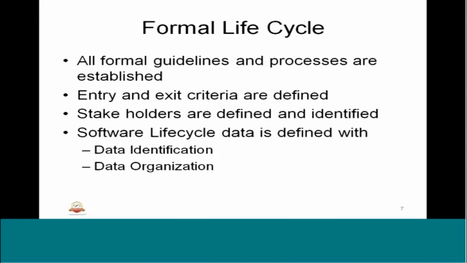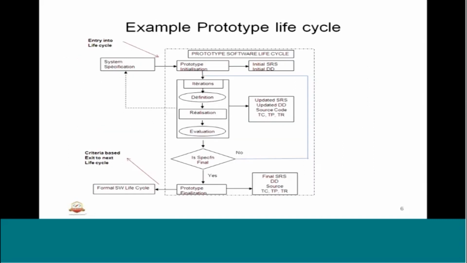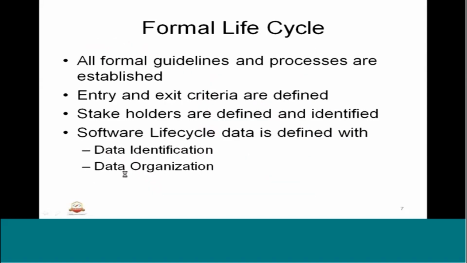We know that in prototyping we don't have entry and exit at every stage. Overall we have an entry, overall we have an exit. But in the formal life cycle we have entry and exit for each of the stages within the formal life cycle, and the stakeholders are defined. Who is going to do what will be identified as well. That means what the team is and what skills we should have. Those will all be part of the stakeholder identification and definition.